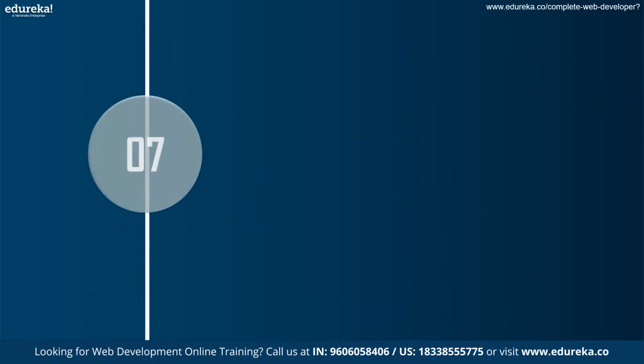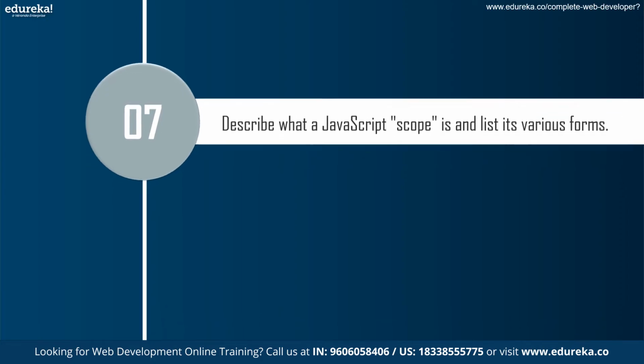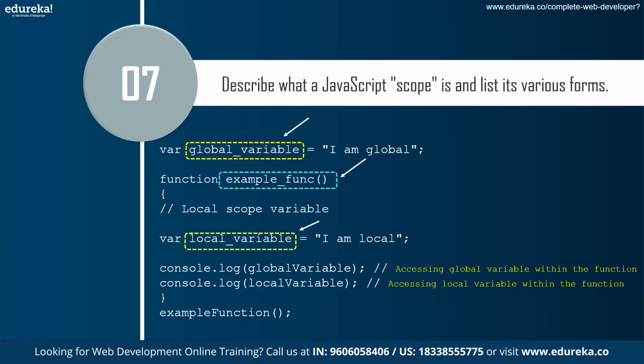Moving on to the seventh question, describe what a JavaScript scope is and list its various forms. Scope in JavaScript describes how variables and functions are visible and accessible inside the code. It establishes the locations at which these variables and functions can be used, as well as how they interact with other code segments. There are mainly three types of scope in JavaScript: global scope, function scope, and block scope.